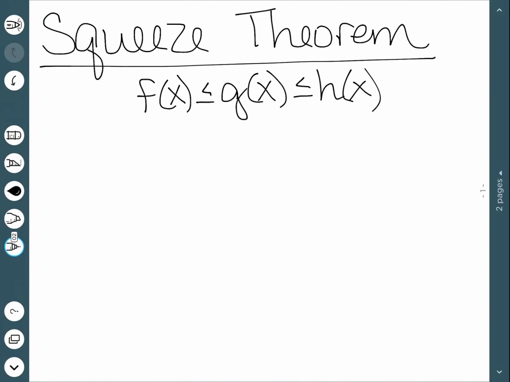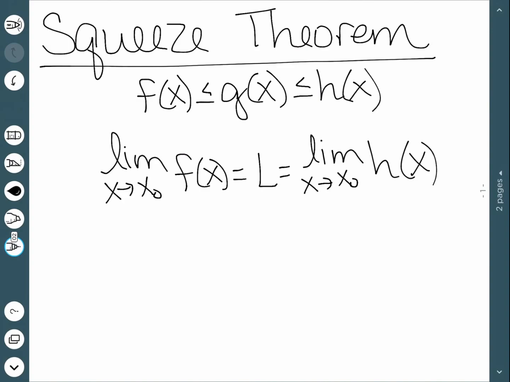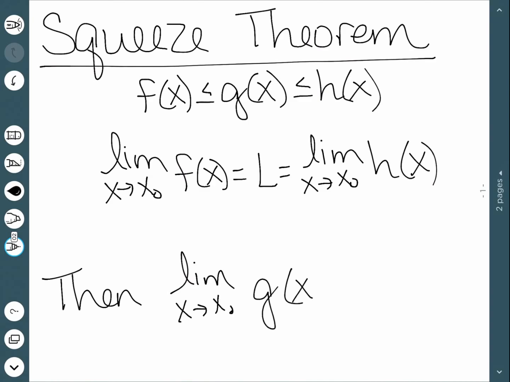And we're going to further suppose that we know two of these three limits. So we know that the limit as x approaches x0 of f of x is equal to some known number L, and so is the limit of h of x. So we know f and h have the same limit at a particular point. Then we can conclude that our limit of g not only exists, but is also this exact same number.